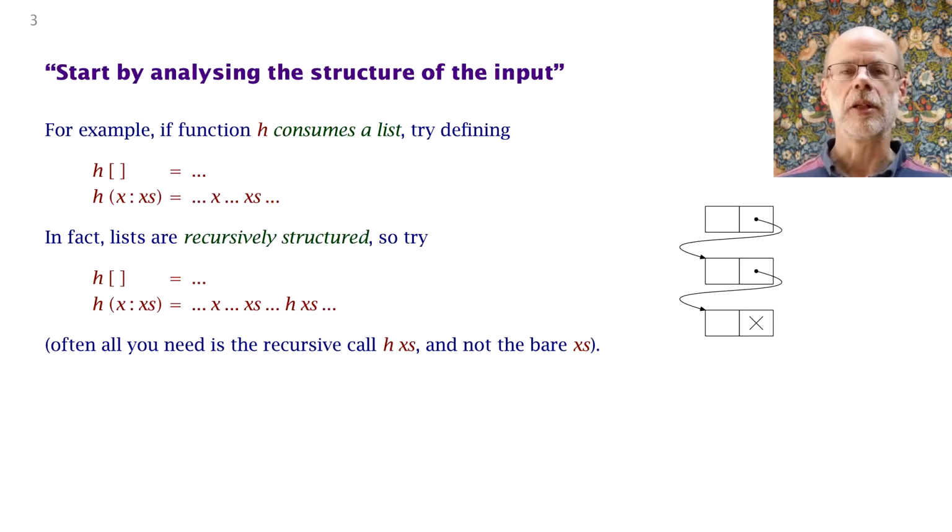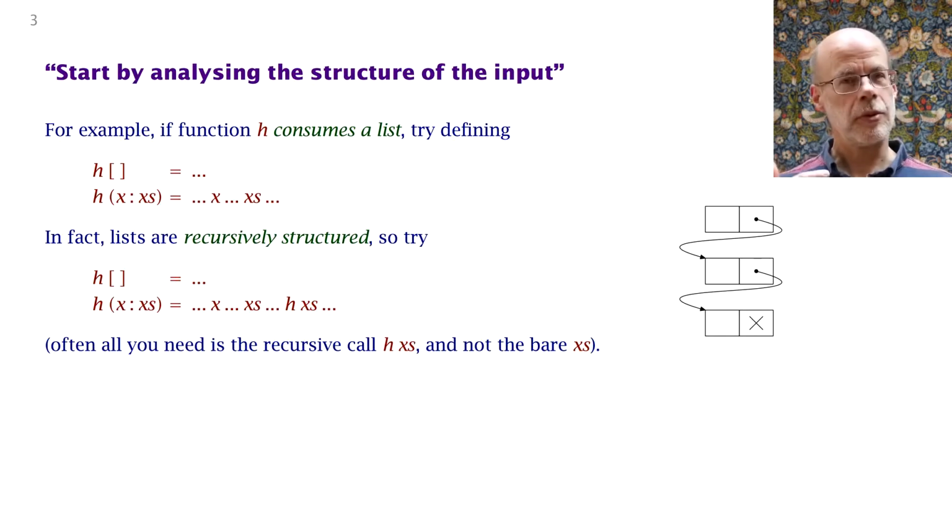We tell them to start by analysing the structure of the input you're going to consume. For example, if you're writing a program to consume a list, a list is either empty or it's not, so you'll have a case for empty lists and a case for non-empty lists. A non-empty list has a head x and a tail xs, and you're probably going to need those in the solution, so you already have some part of the structure of your output, of your program.